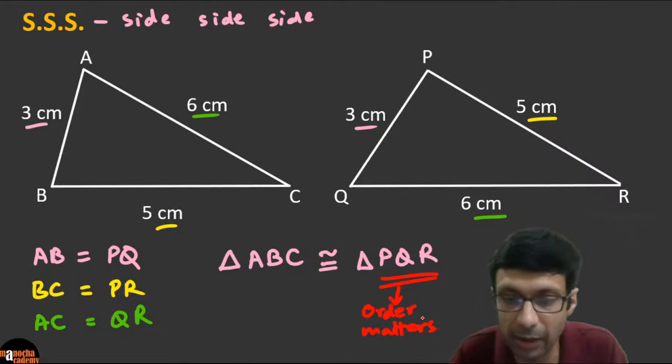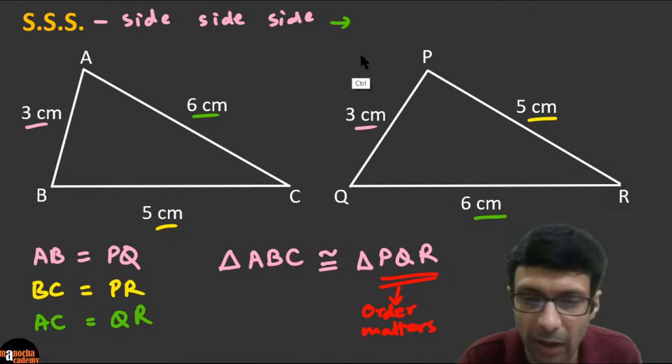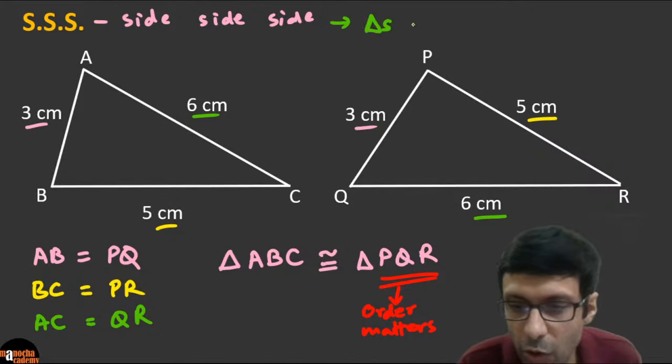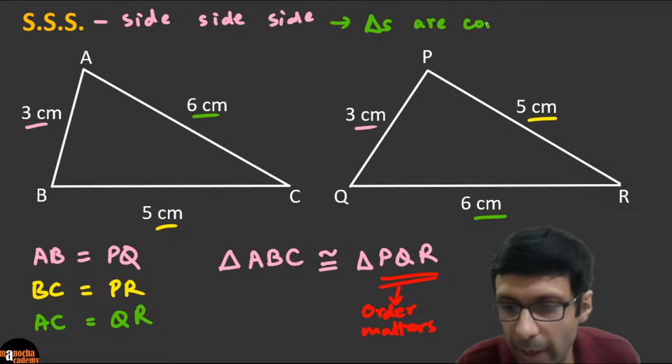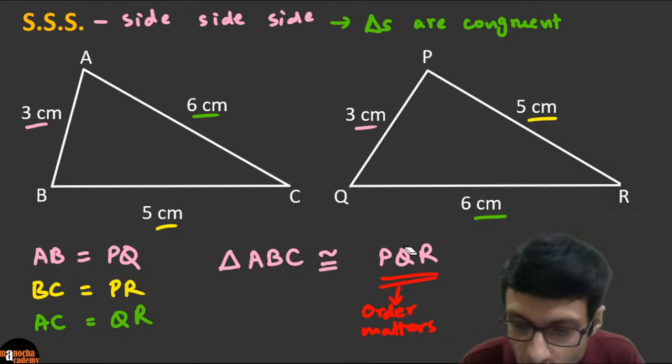Okay, so triangles are definitely congruent by SSS. So on top we can write that. So yes, triangles are congruent. So these two triangles are congruent by SSS because all the 3 sides are equal. But it's very important, we have to write this in order. Okay, so now how do we write it?